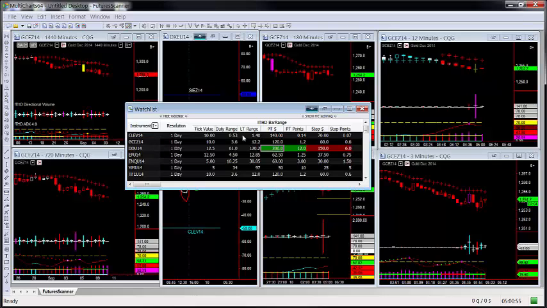So you can see that crude moves 1.4 points per day. That's 140 ticks. Gold moves 12 points, so that's basically 122 ticks. And the DAX moves 120 points as well. That comes out to about 240 ticks a day.